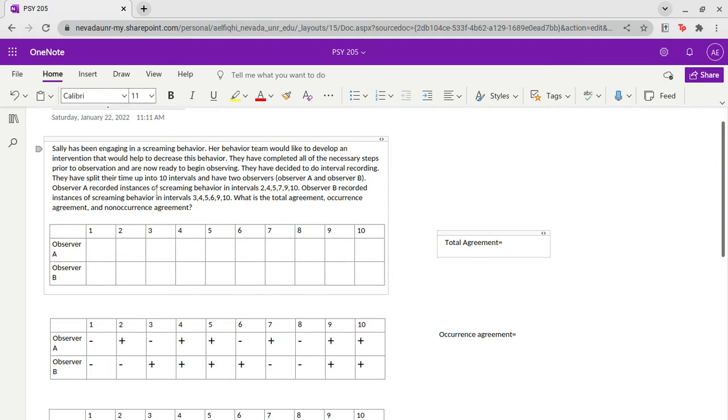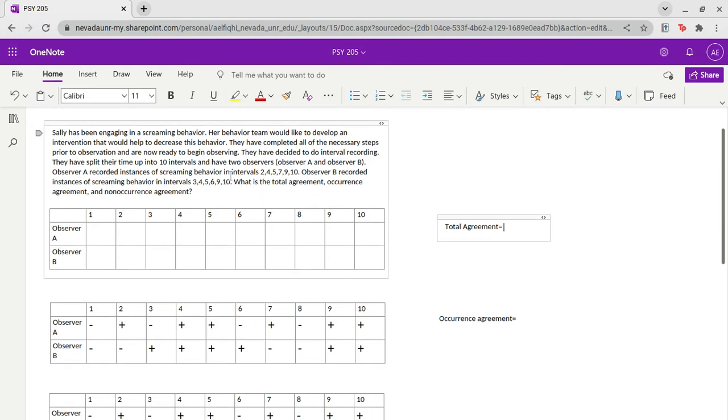Observer A recorded instances of screaming behavior in intervals 2, 4, 5, 7, 9, and 10. Observer B recorded instances of screaming behavior in intervals 3, 4, 5, 6, 9, and 10. What is the total agreement, occurrence agreement, and non-occurrence agreement?